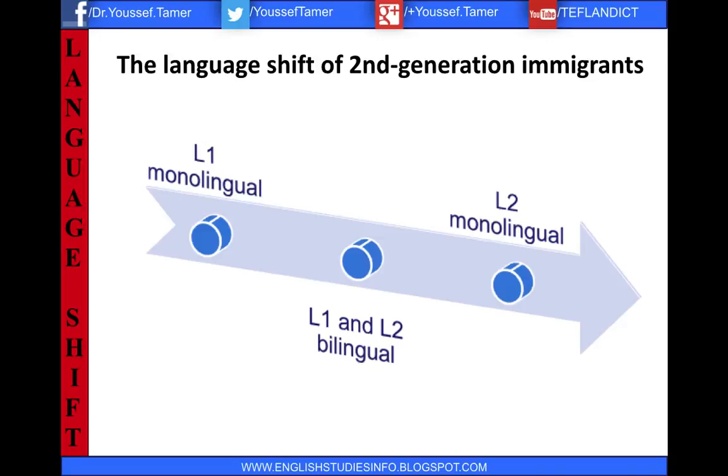So you have L1, monolingual, that's the Moroccan Arabic they speak. Then while moving through the generations, we have L1 and L2. The second generation keeps both, L1 and L2. Here L1 is Moroccan Arabic or Amazigh, and then L2 could be French or could be Spanish, depending on the local community where they have immigrated. And then in the third generation, you can have some children speaking just the second language. They have been brought up here. So this is the language shift of the second generation immigrants.